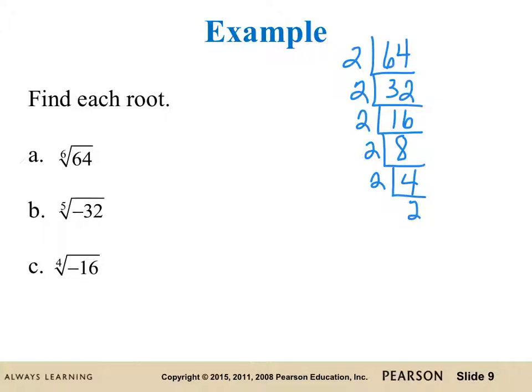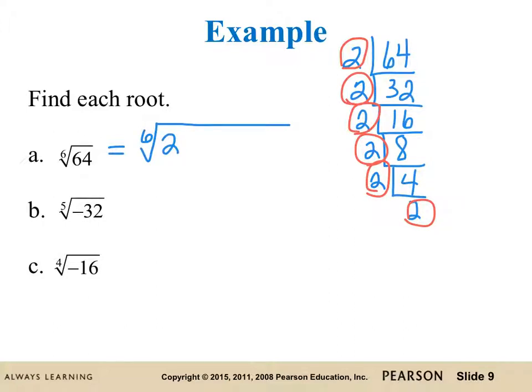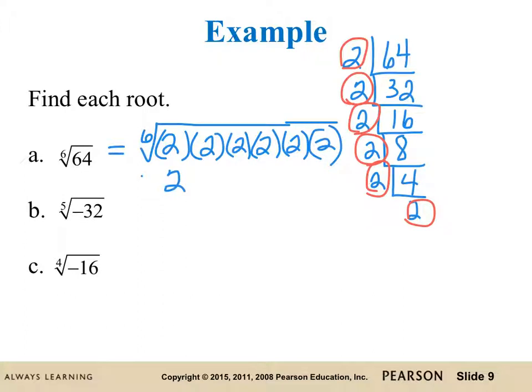And we notice here that we've got 1, 2, 3, 4, 5, 6 2's. So therefore, the 6th root of 64 is the 6th root of 2 times 2 times 2 times 2 times 2 times 2. 1, 2, 3, 4, 5, 6 2's tells me they can come out in groups of 6. And that means that the 6th root of 64 is in fact 2.